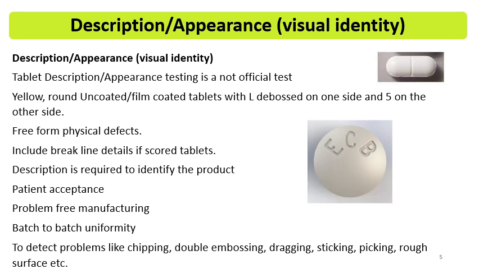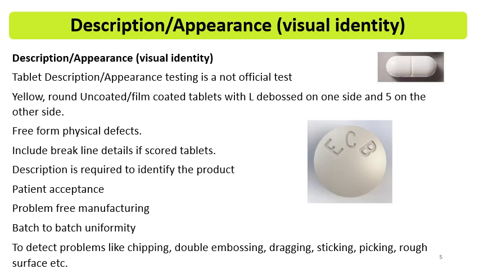First is description, that is the visual appearance of the formulation. Tablet description or appearance testing is not an official test, and it varies from product to product. For example, yellow round uncoated or film coated tablets with L debossed on one side and 5 on the other side, free from physical defects. If the formulation has a break line, then the break line details should be included.